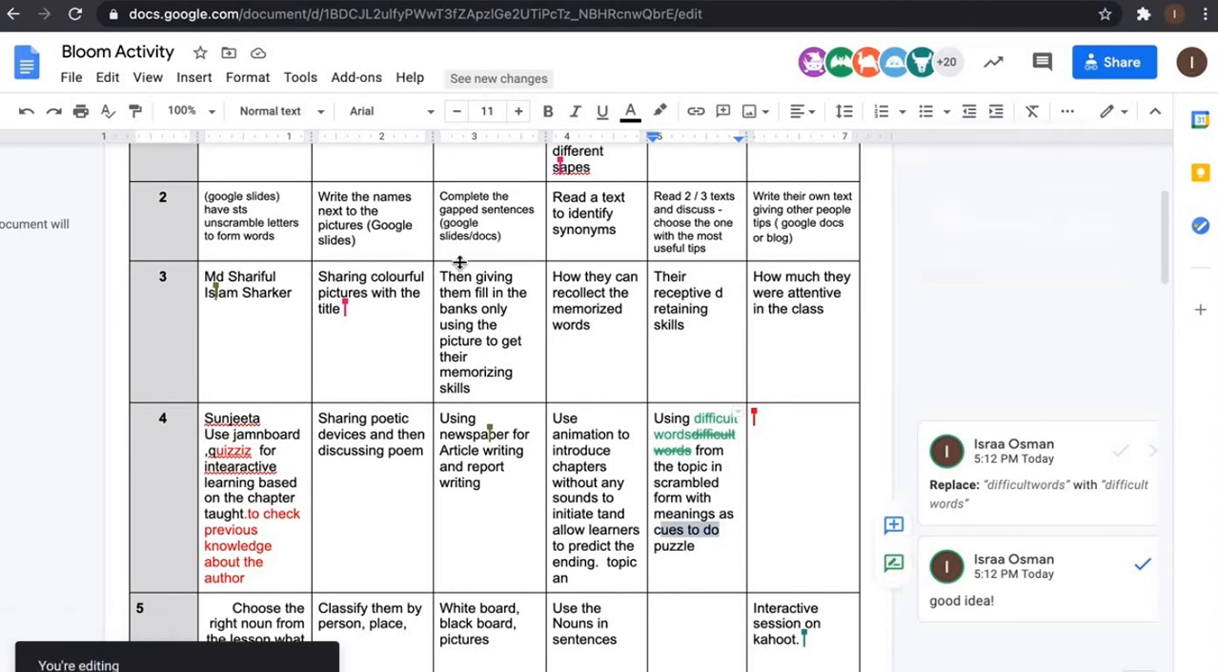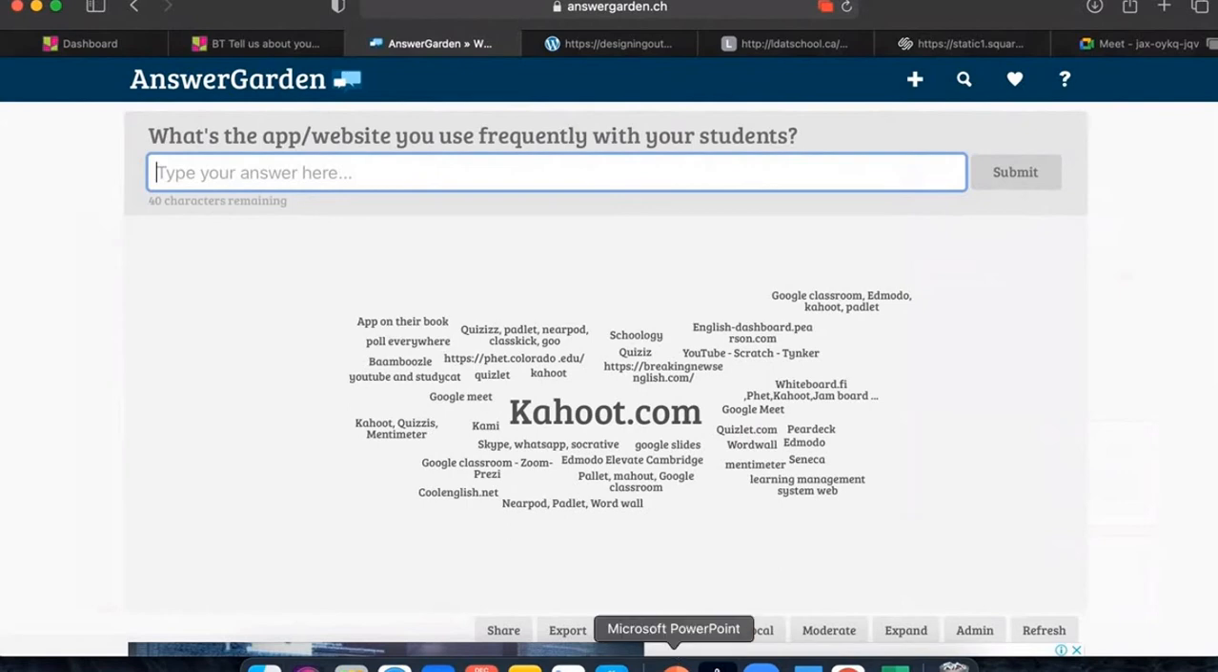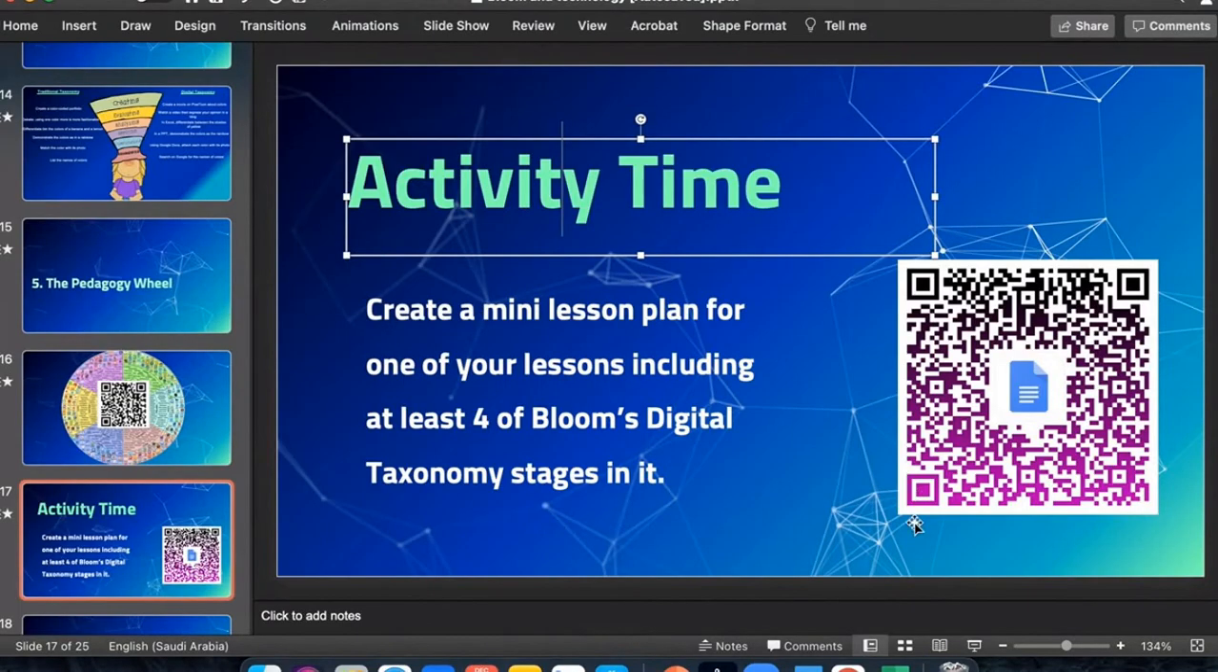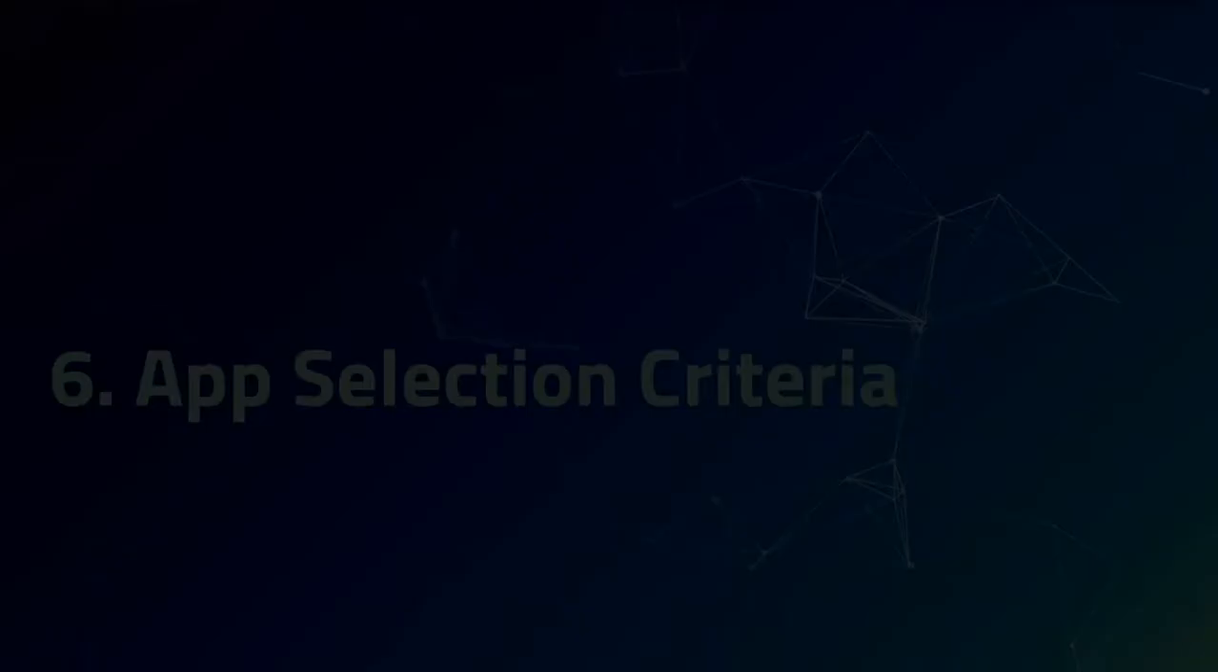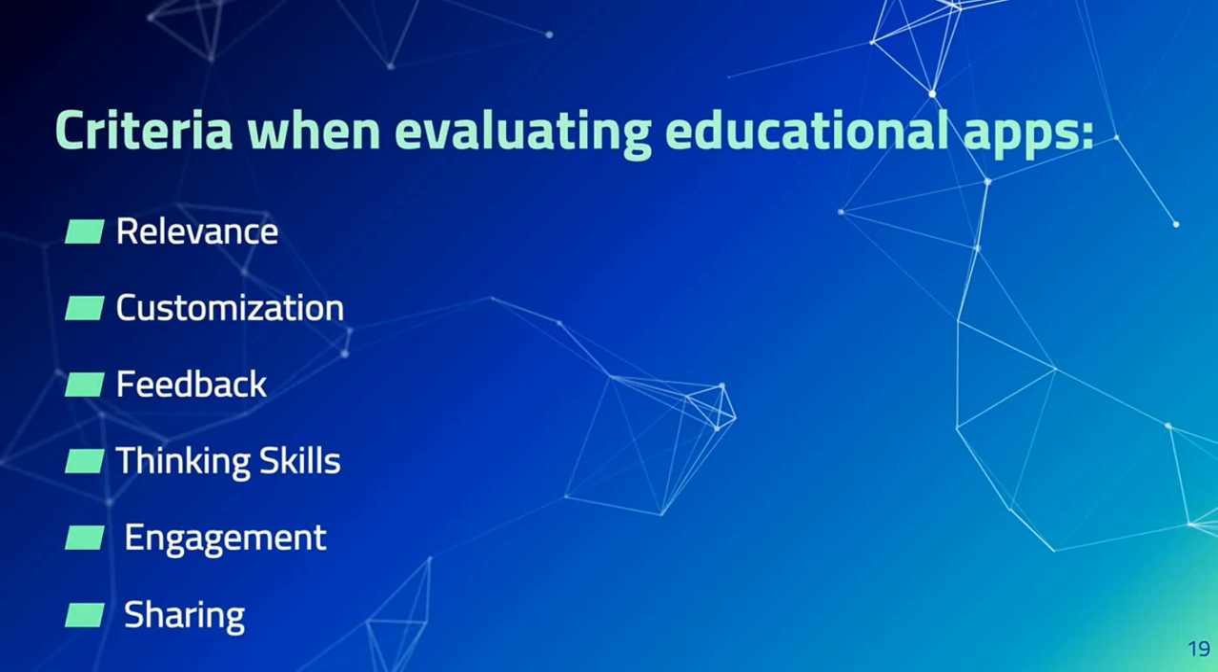Yay. Now, I hope that you enjoyed this activity. Now, moving on to the resources, the app selection criteria. After you have seen that you have about 180, 200 apps that you can use, how would you know that the app that you choose for a certain activity or a certain stage of Bloom's taxonomy is the right app for this stage? So the app selection criteria that you need to consider would be, first of all, relevance.